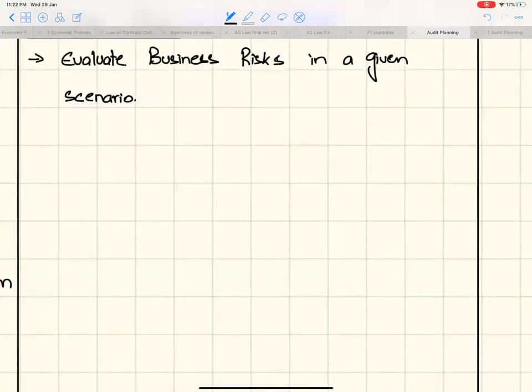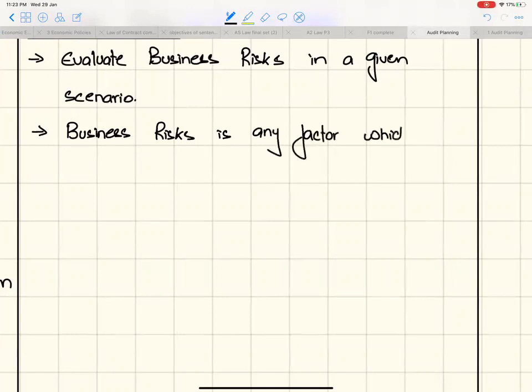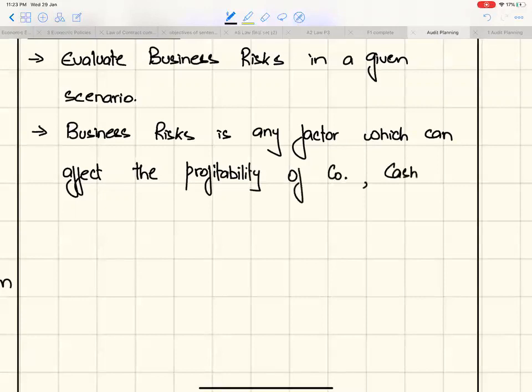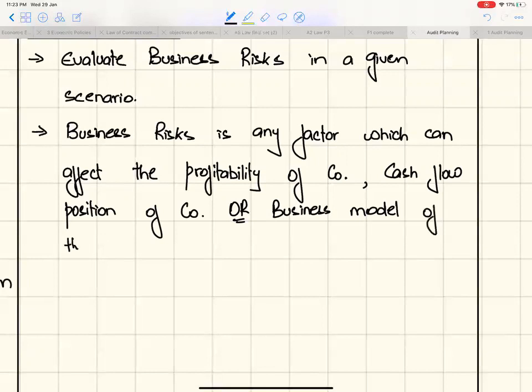So we were talking about what is business risk. Now you need to remember that business risk is any factor which can affect the profitability of the company, or which can affect the cash flow position of the company, or we can call it the liquidity position, or which can affect the business model of the company, the ongoing status of the company.